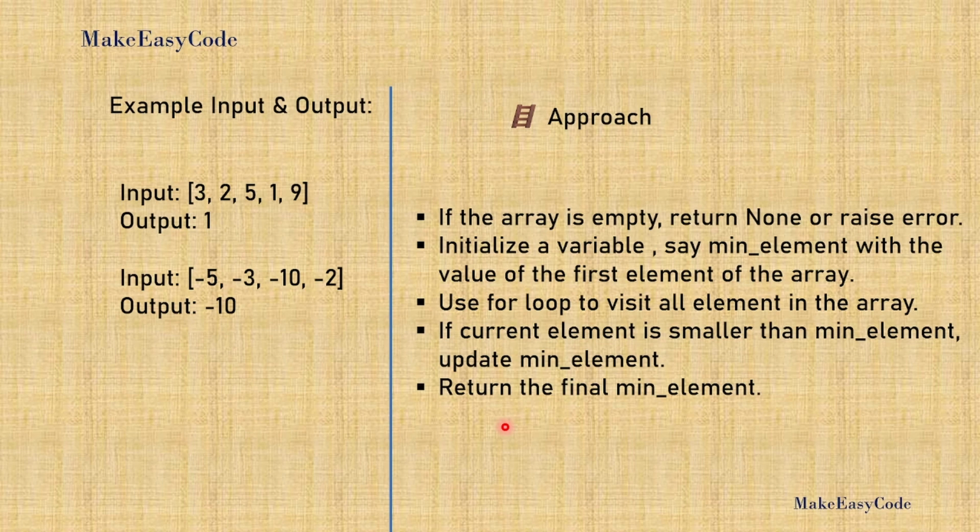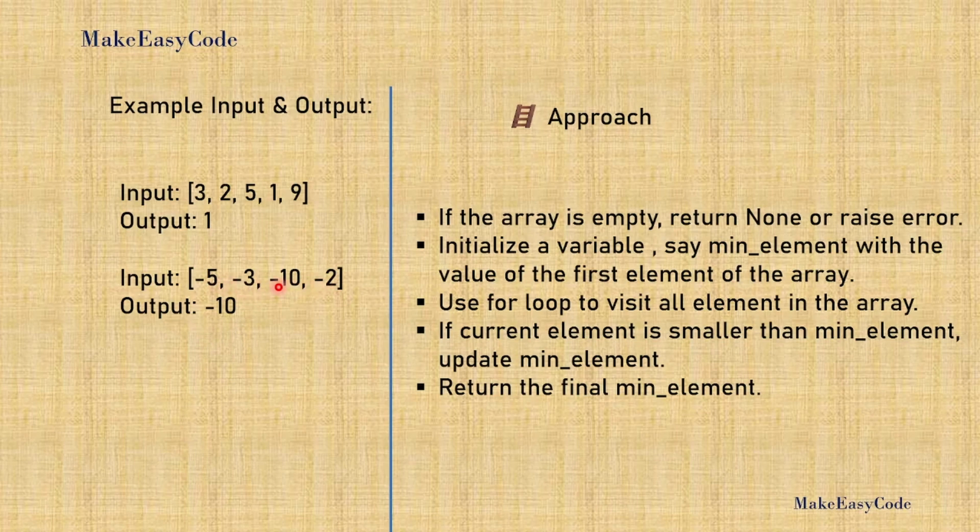First, let's walk through the sample input and output to make this clear. Here input 1 is the array 3, 2, 5, 1, 9, and by iterating this array we can analyze that 1 is the smallest element among all the elements in this given array. Similarly, in input 2 the elements are -5, -3, -10, -2, and by iterating we can say the output will be -10 because -10 is the smallest among all the elements.